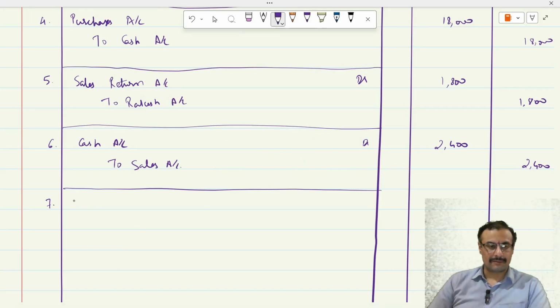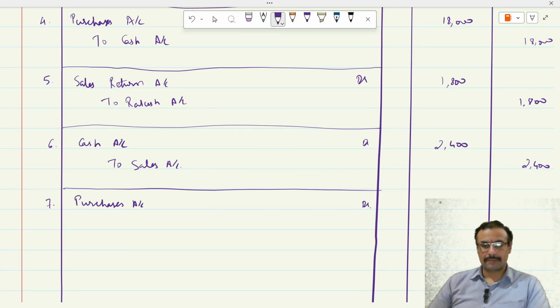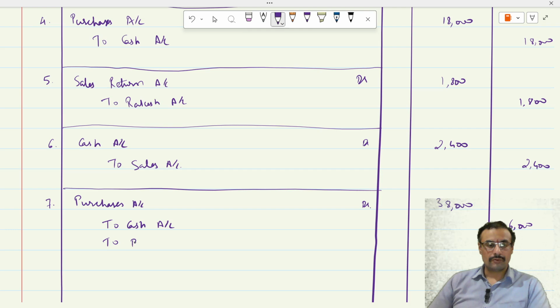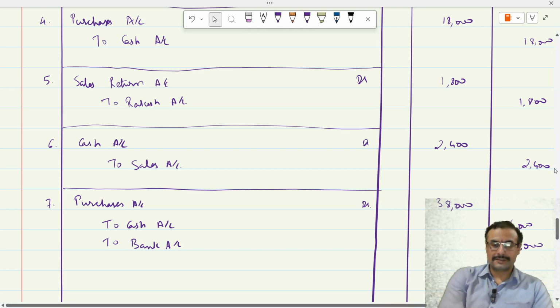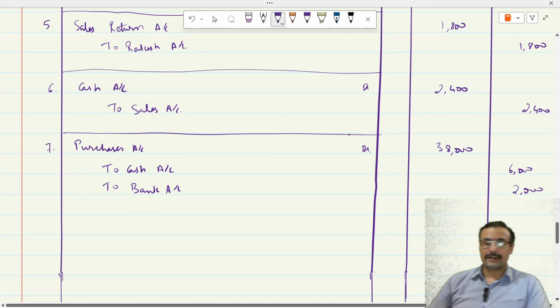So the journal entry will be purchases account debit. How much is the total purchases? 38,000. Alright, then how much cash did we actually pay immediately? To cash account 6,000. How much of check did we give immediately? To bank account. Do not write check account, it is always to bank account 2,000. Out of 38,000, we have settled 8,000 immediately. How much should we still pay Rajan?